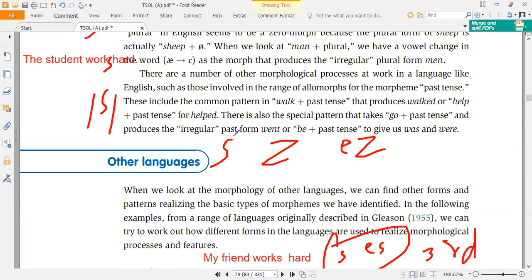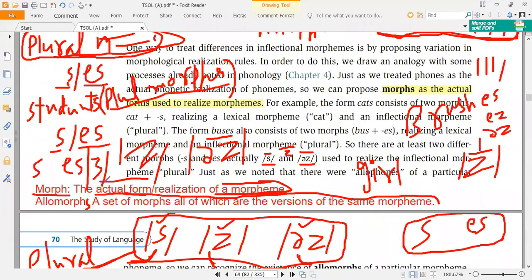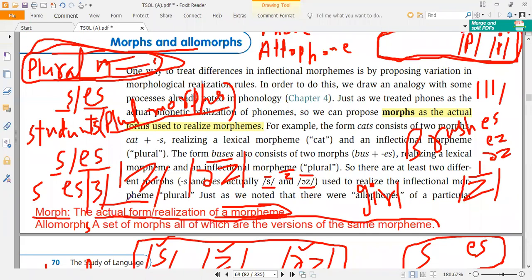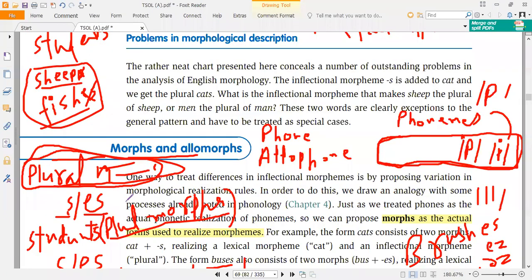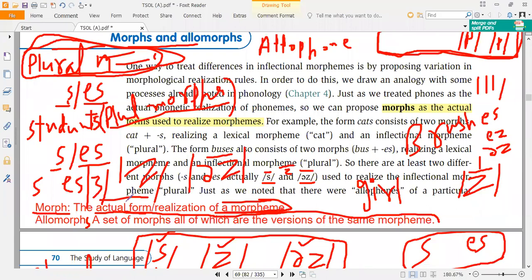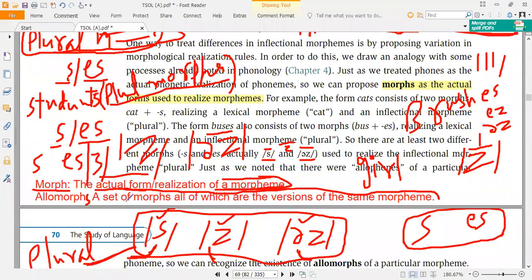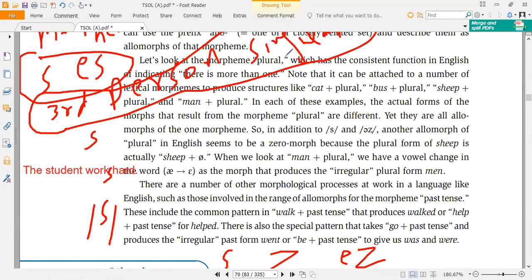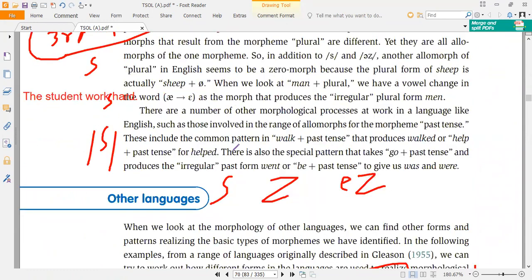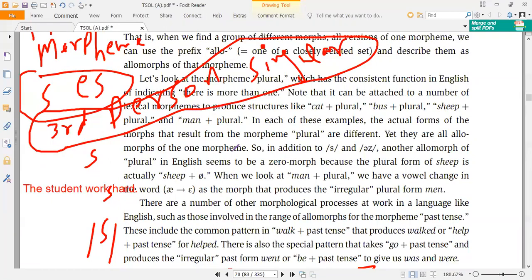So this is the difference between morph, allomorph, and morpheme. It's similar to phoneme, phone, and allophones, but that is from a phonological perspective, and this is from a morphological perspective. We have similar terms in other fields of linguistics as well, like in graphology we have grapheme, in lexicology we have lexeme, and multiple such terms in different fields of linguistics.